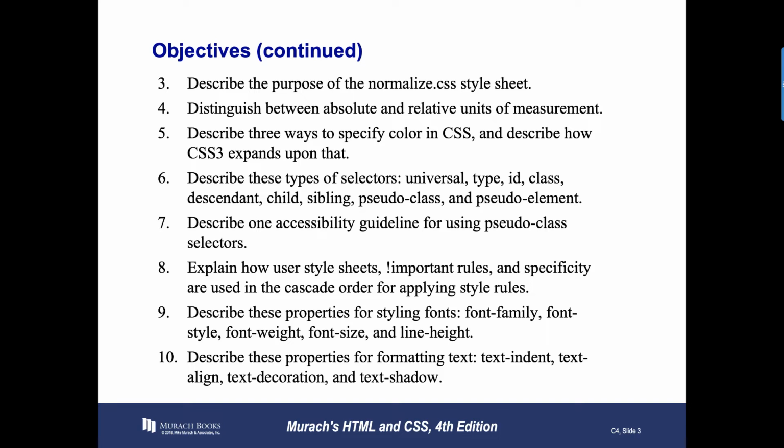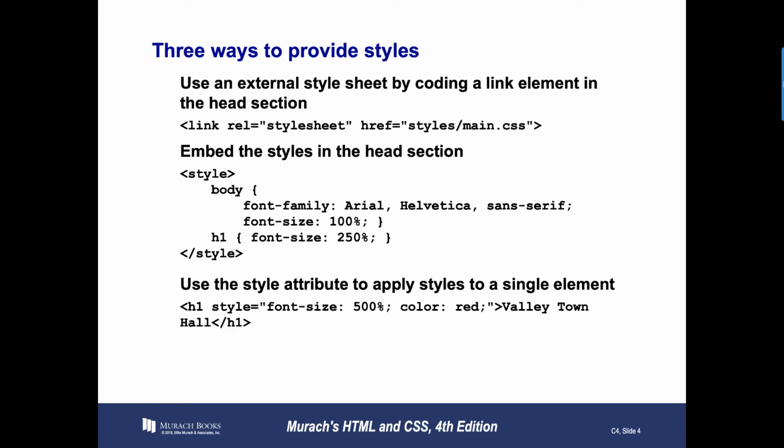Describe these properties for formatting text: text indent, text align, text decoration, and text shadow. Now, some of these things are repeat from prior modules, but again, they can't be reinforced enough. Also, there's a lot in Chapter 4. And we're slowly getting to the point where we will be able to craft some meaningful pages that look good. So after this week, we're going to dive right in.